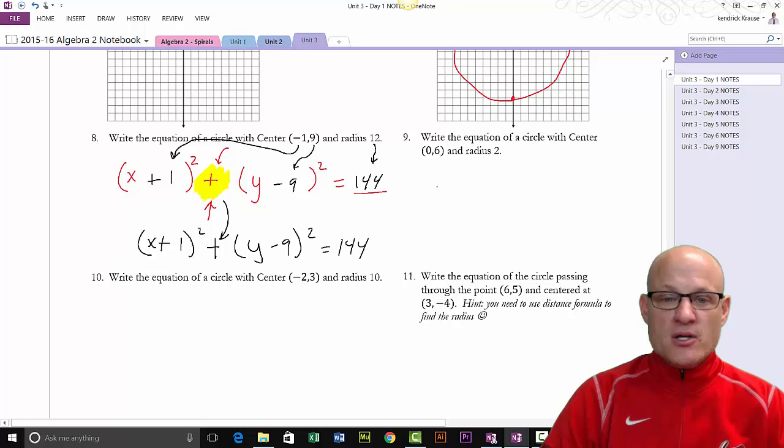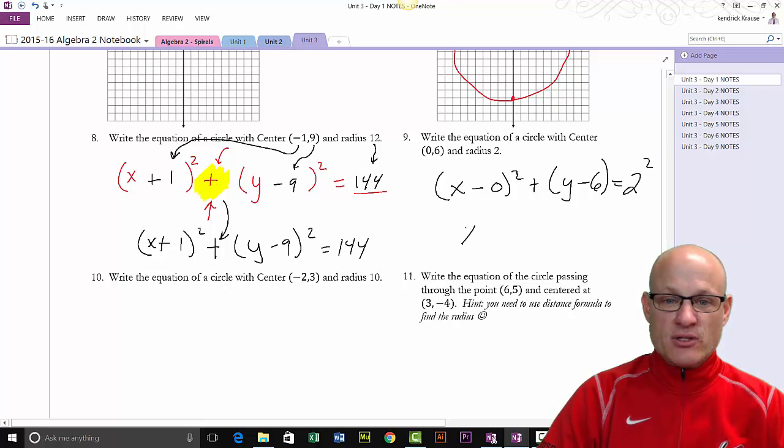All right. So this is going to be x minus 0 squared, which is kind of dumb. I think you guys could probably skip that step. Plus y minus 6 goes in backwards is equal to 2 squared. So this is really x squared plus y minus 6 squared equals 4.